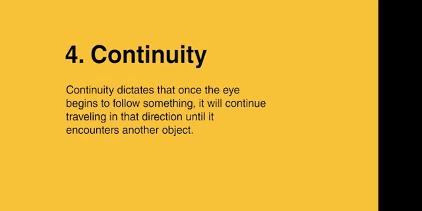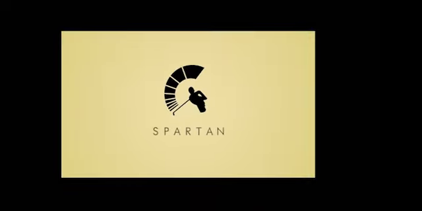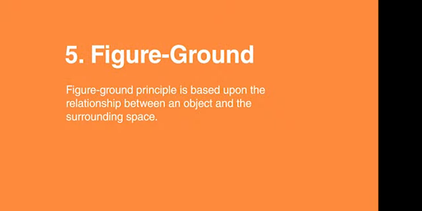Continuation occurs when the eye is compelled to move through one object and continue to another object. Figure and ground is most prevalent as there is an equality or balance between foreground and background, and each of these causes the other to be more noticeable.